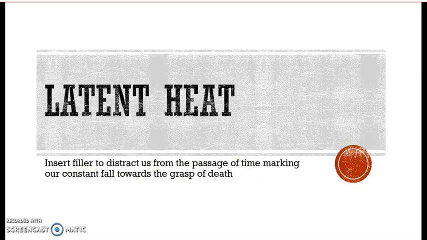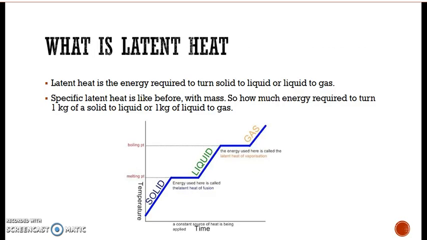Oh, okay, latent heat. I have to go really fast because I actually ran out of time. Okay, what is latent heat? Latent heat is the energy required to turn solid into liquid to gas. Specific latent heat is like before, with mass. How much energy is required to turn 1 kg of solid into liquid, or 1 kg of liquid into gas? And this energy that is required, that is what latent heat is: the energy required to turn solid into liquid.